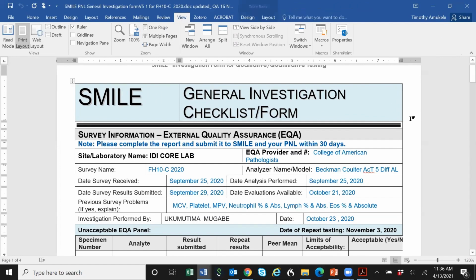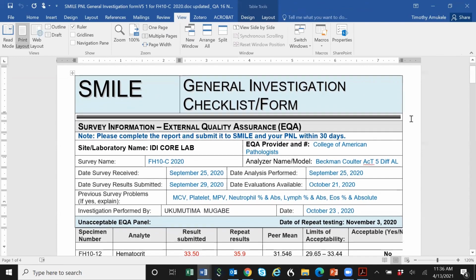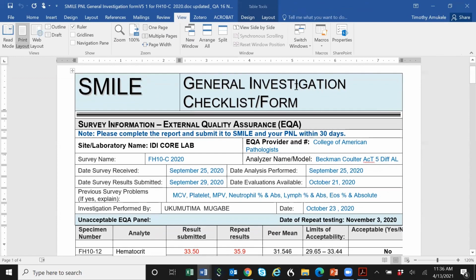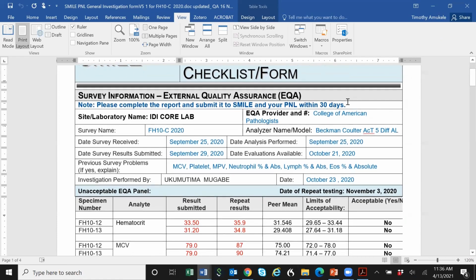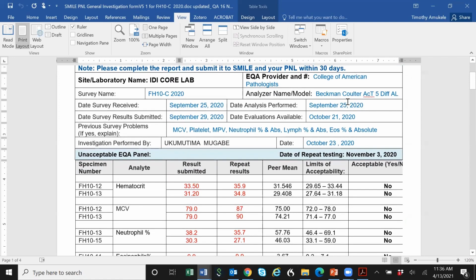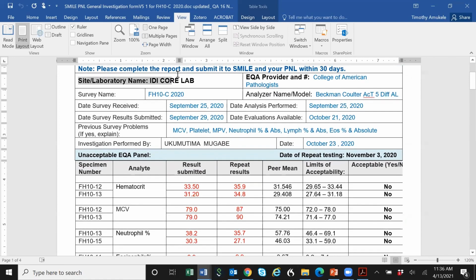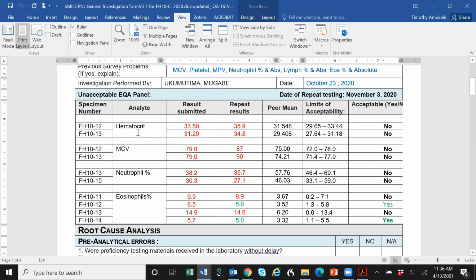This is a form. Each place has its own form. This is a form we used in Uganda at the core lab, and it's called a general investigation checklist form, but every different place can have a form like this. If you want to adapt or adopt this form, you're welcome to. Notice on the top, it has the name of the lab, the EQA provider, the survey name, just details. And then below that, it has the things that had problems.